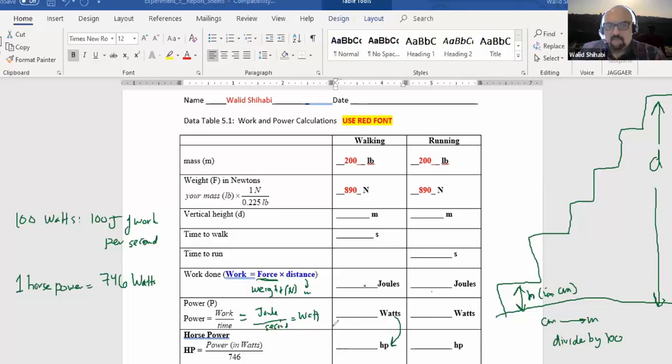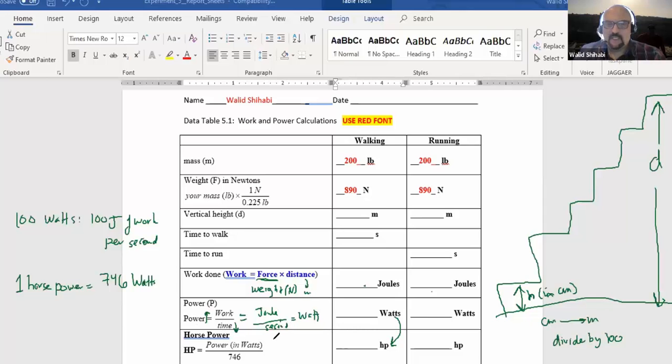Why? Because power is inversely proportional to time. So the shorter the time, the bigger the power. Power and time are inversely proportional. You should know now those terms: directly proportional, inversely proportional. So if you double the time, the power will decrease by 1/2, and so on.